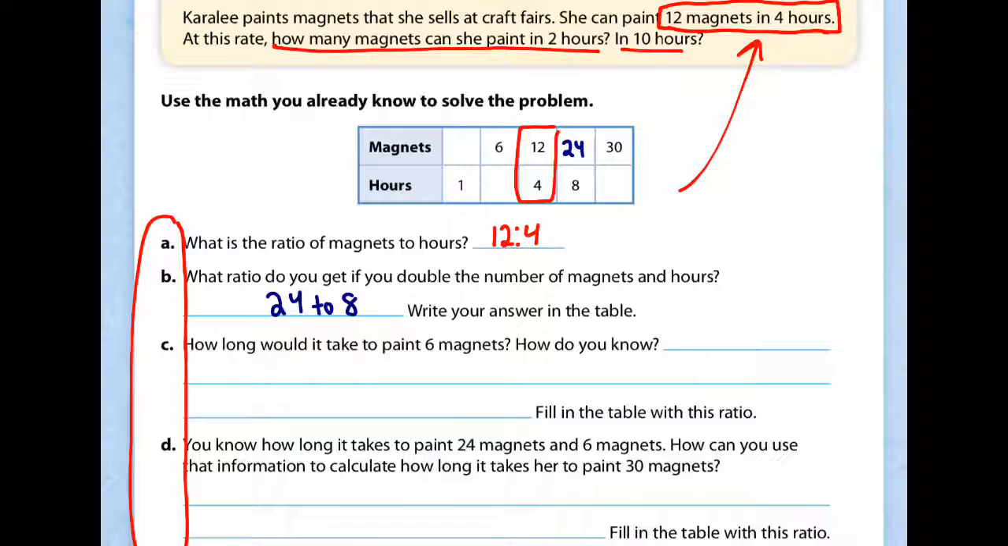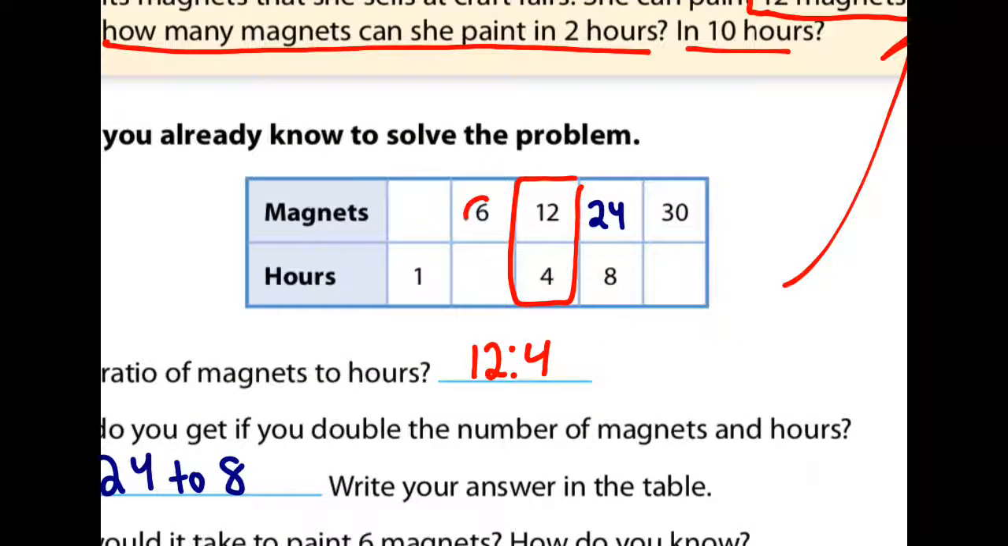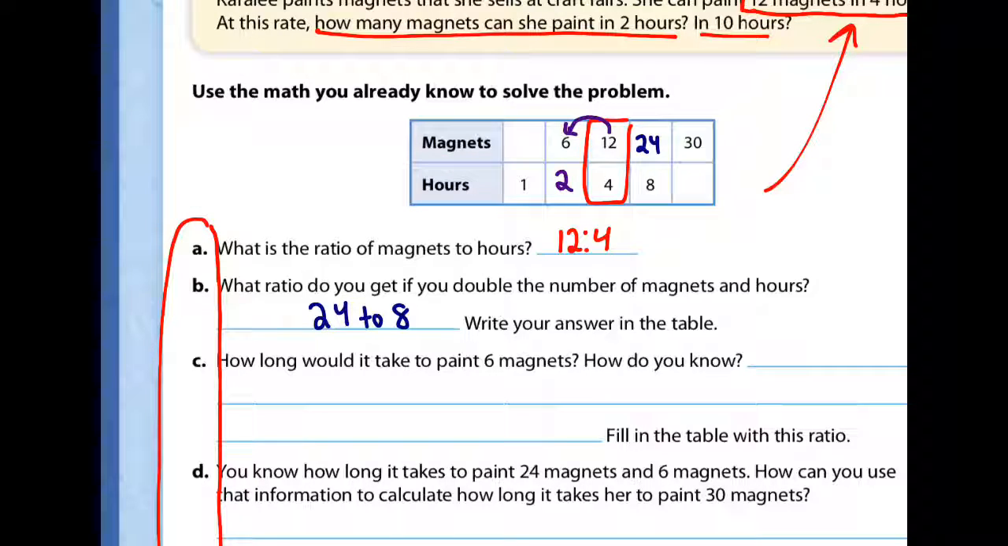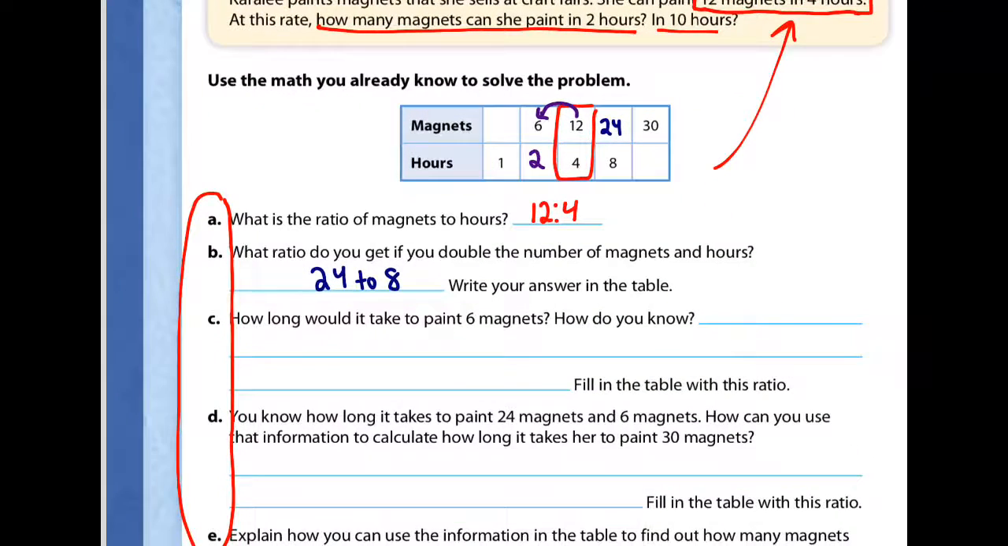C, how long would it take to paint 6 magnets? How do you know? So let's go up and find 6 magnets, which is right here. So basically, we need to figure out what goes in that box. Now, let's see a good way to do that. I know to go from 12 to 6 that we divide by 2. Or in other words, isn't 6 half of 12? So my question is, what number that will go here is half of 4? And I know 2 is half of 4. So that means, how long would it take to paint 6 magnets? How do you know? All right, so let me write my answer.